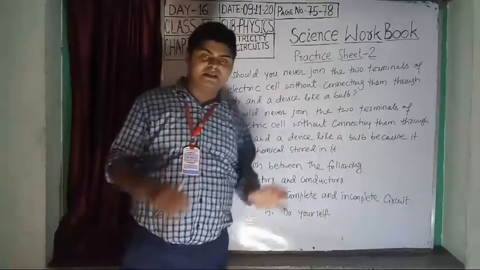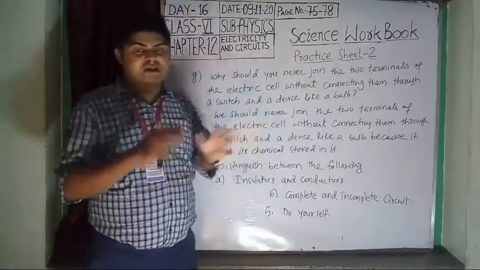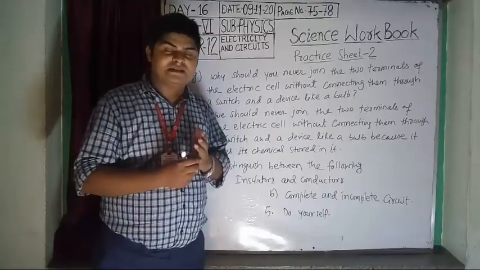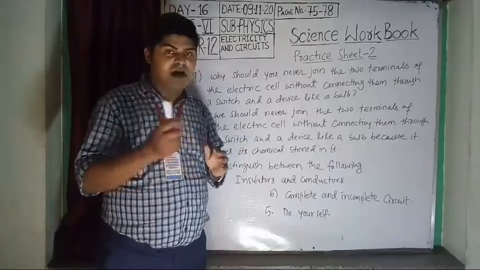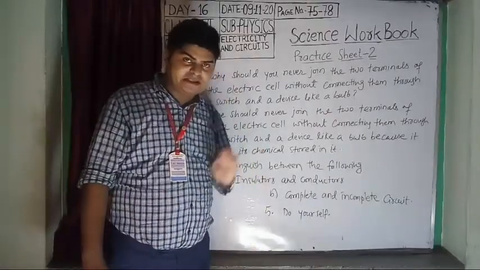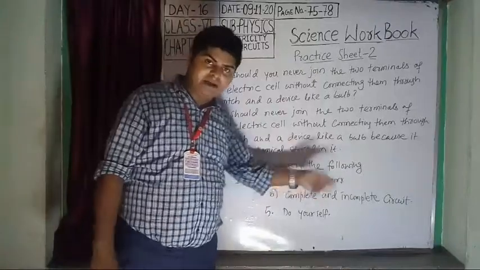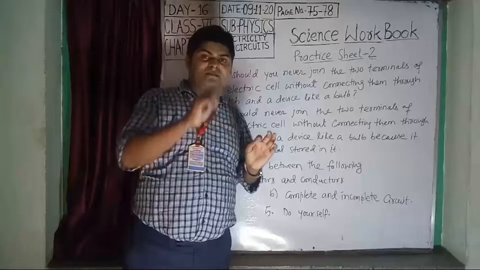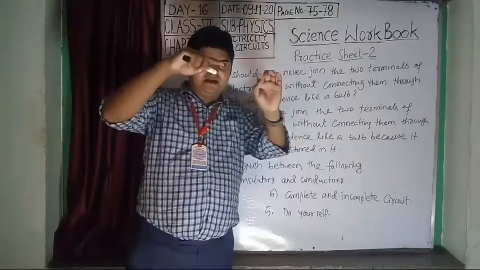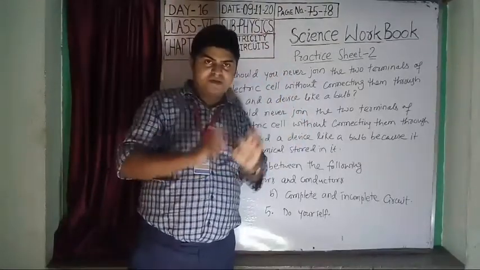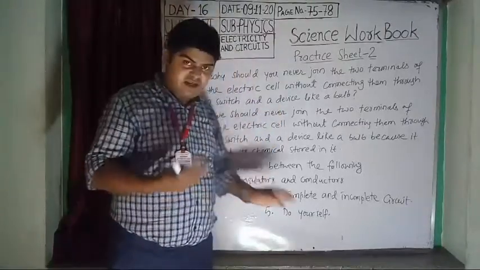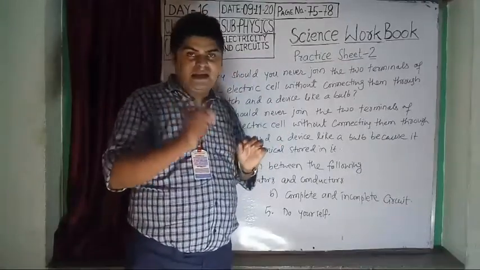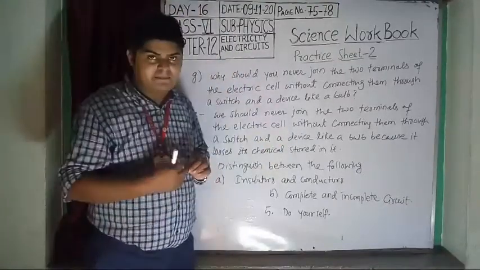Now question number 5. In question number 5 it is given that there are two boxes and you will draw the diagram with the help of wires, bulb, cell and switches. There are four things that you have to draw. A, complete circuit. B, incomplete circuit. In the first figure you will draw a complete circuit, that means you will close all the paths, connecting all the electrical equipment with wires. In figure B, incomplete circuit, you will break the wires on any side. Then it is called an incomplete circuit.